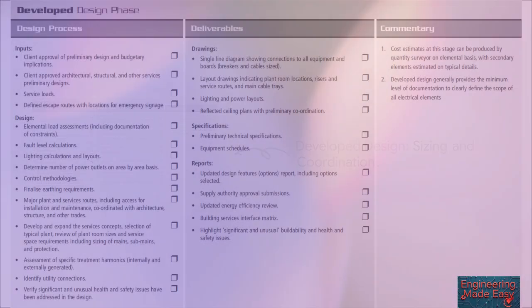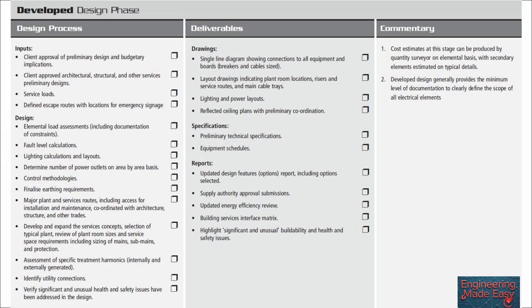If you look at Figure 4, you can see just how much the design is maturing. The biggest new input here is getting the actual service loads from the other disciplines. So now we know exactly how much power the HVAC systems need, how much the plumbing systems need. This lets us do some real detailed calculations. And as you can see in the deliverables, our single-line diagrams now have properly sized circuit breakers and main cables. The skeleton is finally getting some muscle.